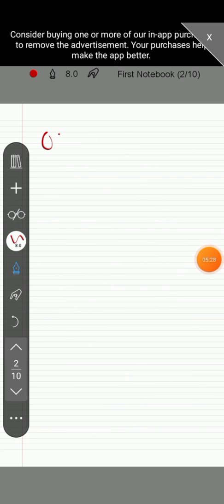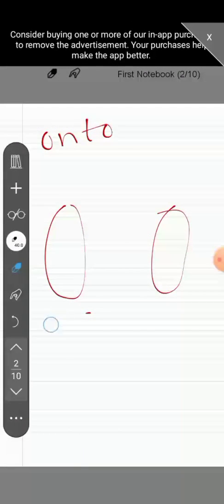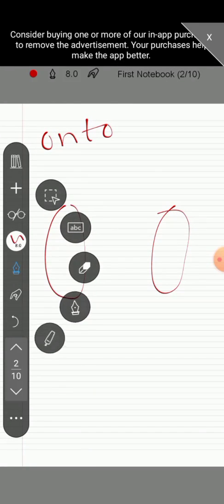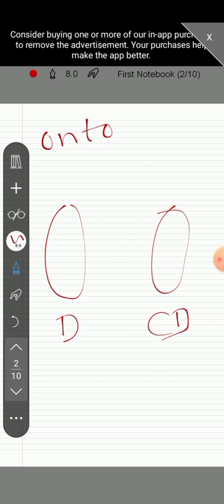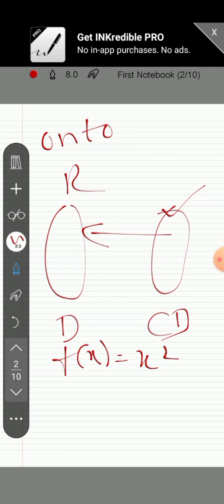Now about the onto function. Here the first set we call the domain and the second set we call the codomain. For the onto function, for every element of the codomain there should be a pre-image in the domain. Again I'll consider the same simple example, f of x is equal to x square from R to R. Now we'll see here in this codomain we have the number 2 or minus 2.